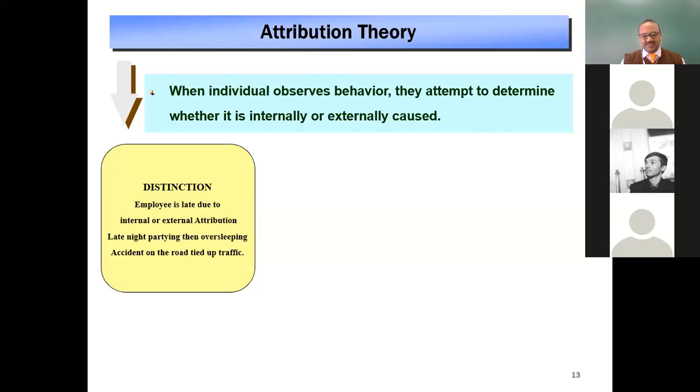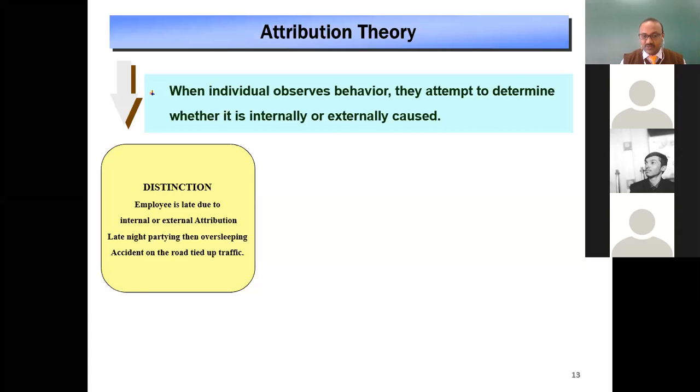And then if you ask the individual what was the reason, if he says, "We had a late night celebration or a party, and then I was not able to get up, and that's why I'm late." So he is attributing it internally. He says it's because of my fault or my reason that I was late, right?